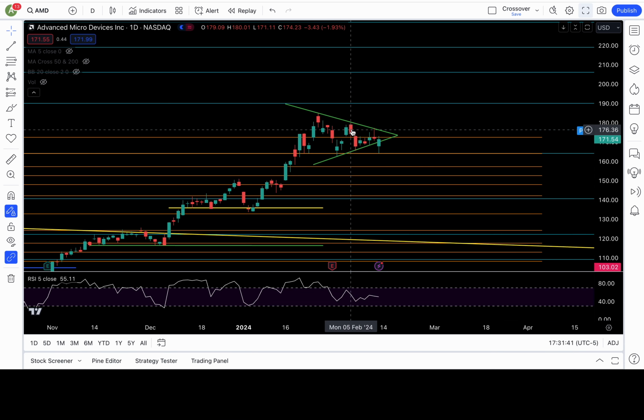AMD still within this triangle pattern. We did get a wash below intraday. Looks like stop loss hunting. Now, if it breaks out 176 tomorrow, guys, that could be very bullish. 180 and higher would be back in play.